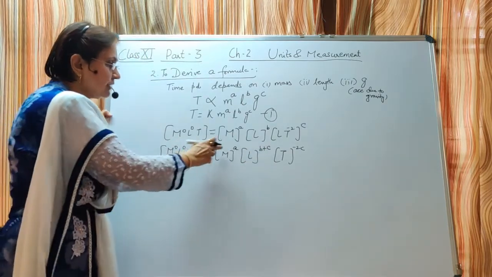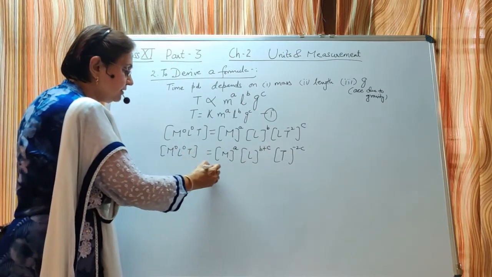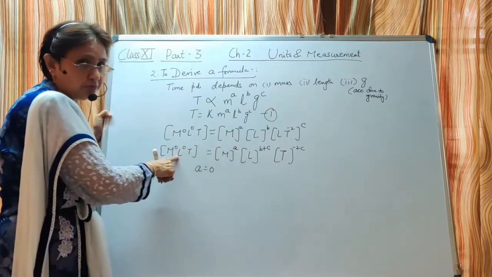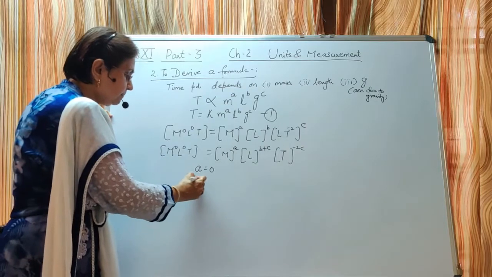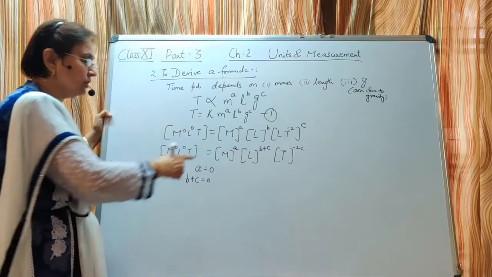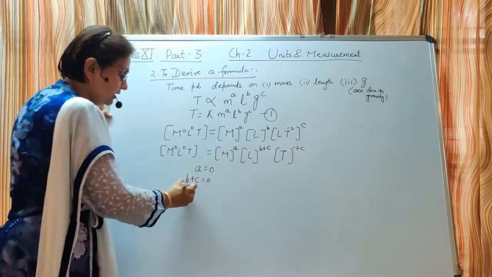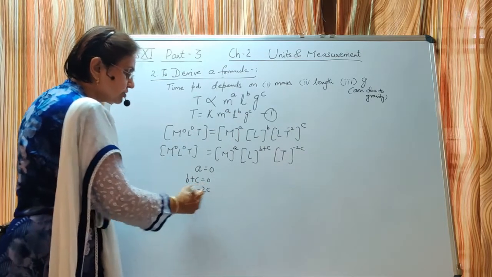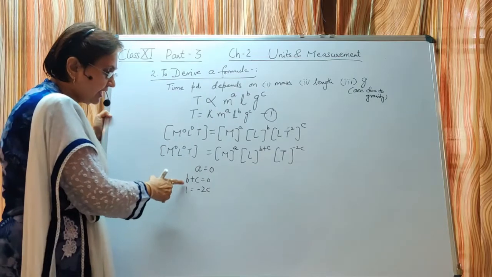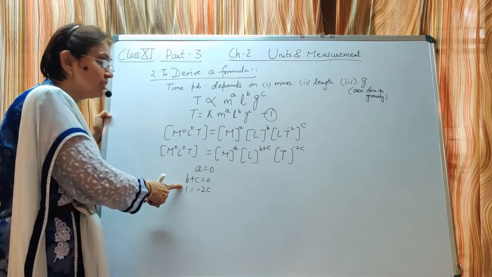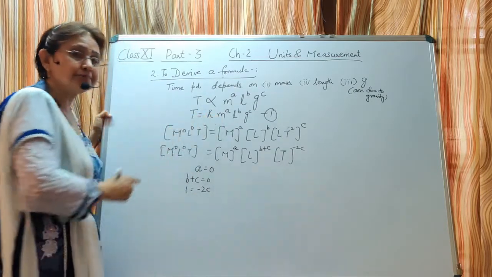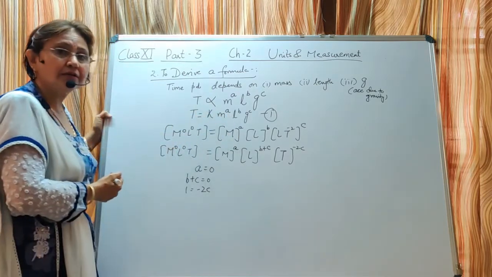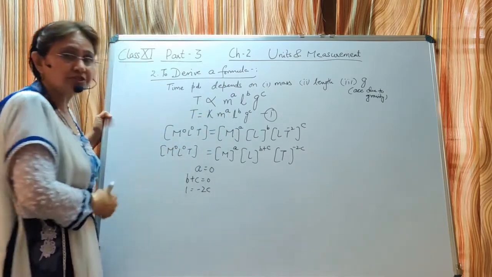So equating the power of mass, we get A is equal to 0. Equating the power of L on both the sides, we get B plus C is equal to 0. Equating the power of T, we get 1 is equal to minus 2C. So here we have to find out A, B and C and substitute it in equation number 1 to get the formula of time period. So let's find out A, B, C.